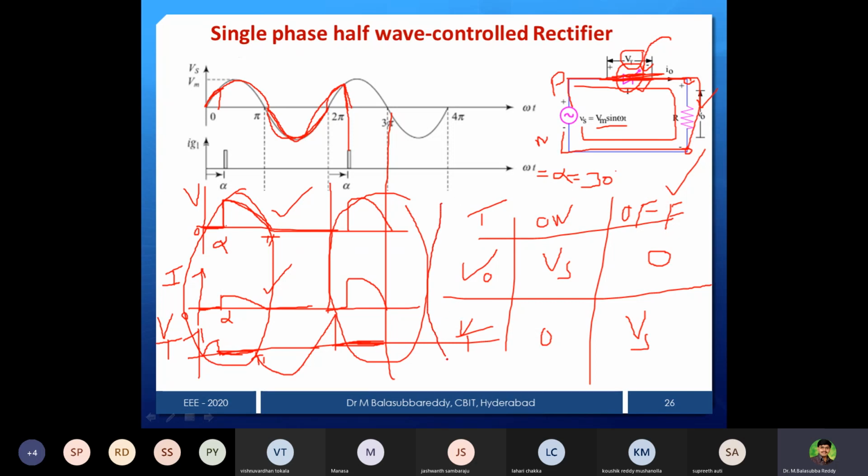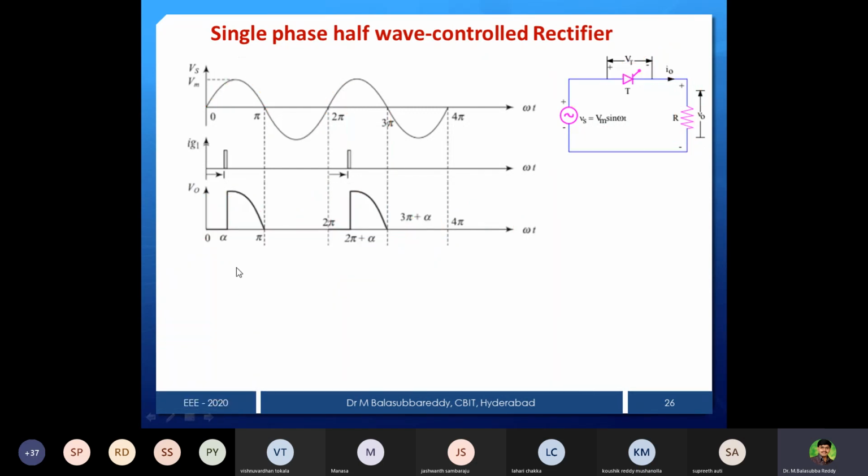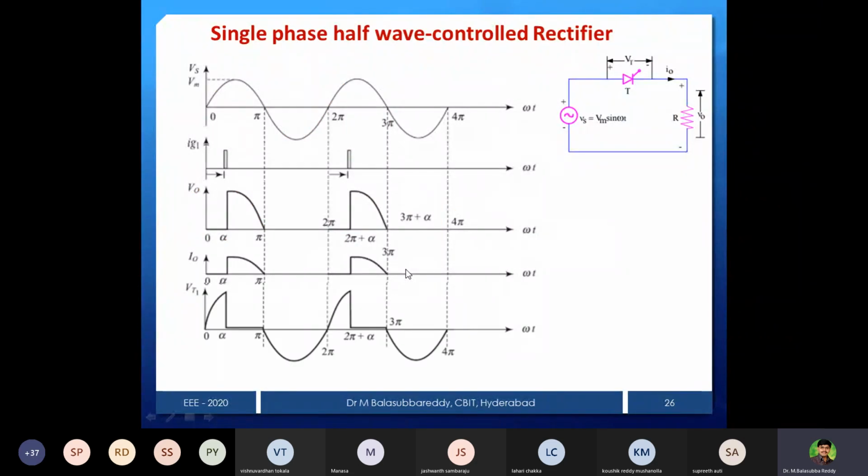You can easily draw your waveform. Same waveforms you can see at this instant. You identify when the switch is on, when the switch is off, all the things. So this is the brief introduction when you use a thyristor. Now we will see the same thing, waveforms. Just like this you can draw the waveforms. This is the voltage across the device.